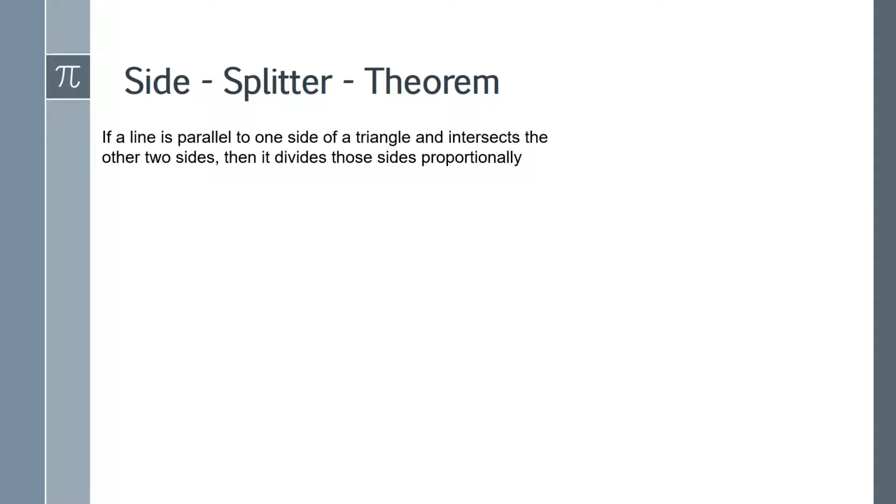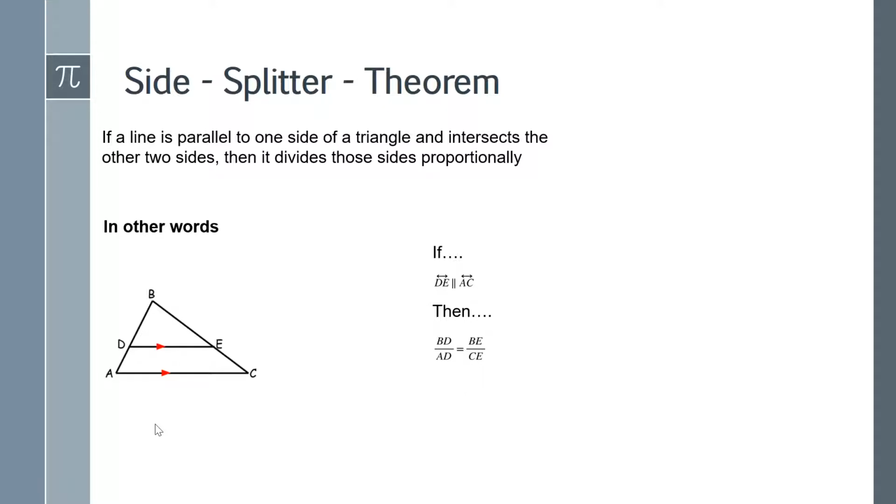It basically says that if a line is parallel to one side of a triangle and intersects the other two sides, then it divides those sides proportionally. What does that mean? It basically means we've got a parallel line right here. These two lines are parallel, and this line intersects these two sides, and these parts are proportional to each other. So if DE is parallel to AC, which we have, then BD, so this section, over AB, this section, is the same proportion as BE to CE. So that is the Side-Splitter Theorem.